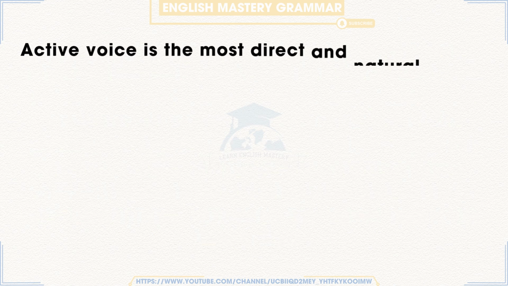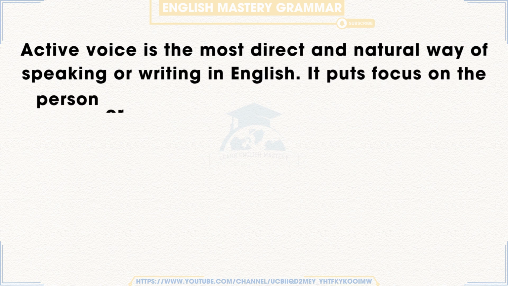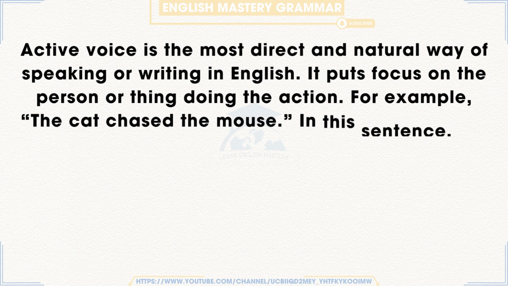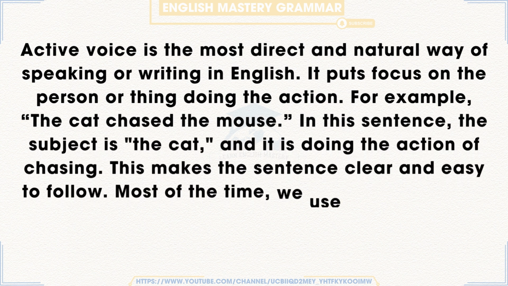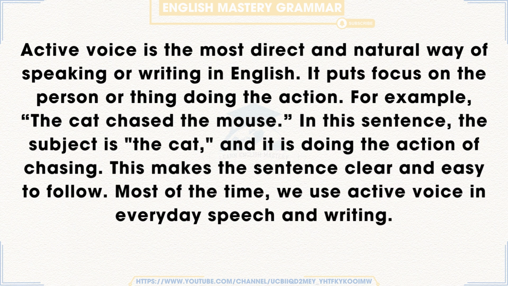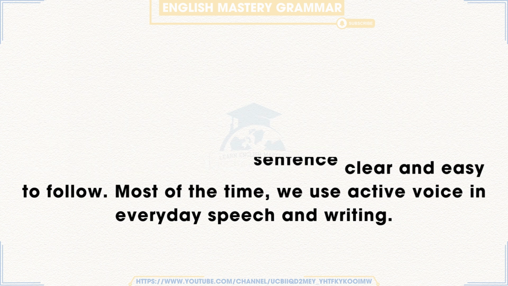Active voice is the most direct and natural way of speaking or writing in English. It puts focus on the person or thing doing the action. For example, the cat chased the mouse. In this sentence, the subject is the cat, and it is doing the action of chasing. This makes the sentence clear and easy to follow. Most of the time, we use active voice in everyday speech and writing.